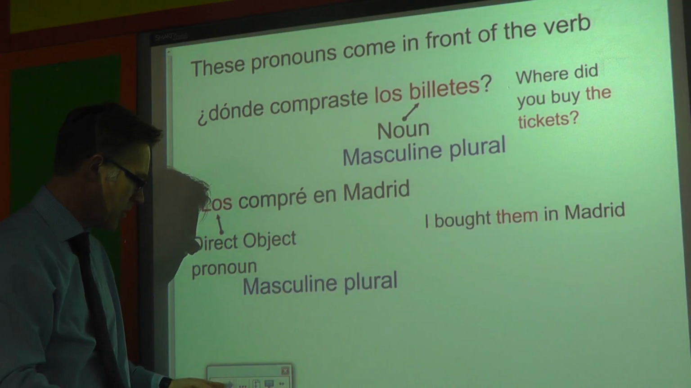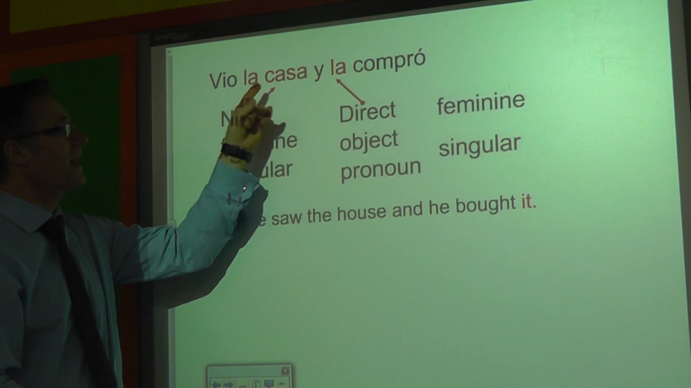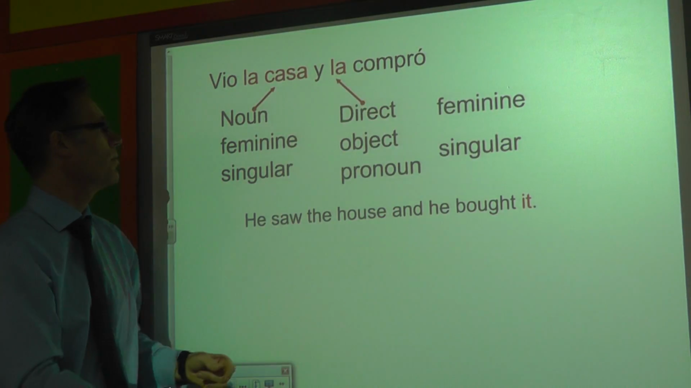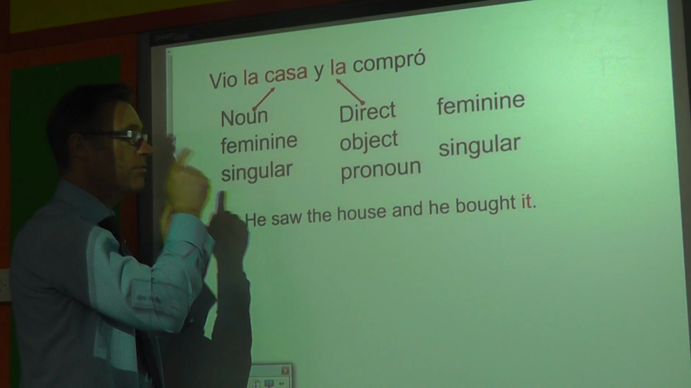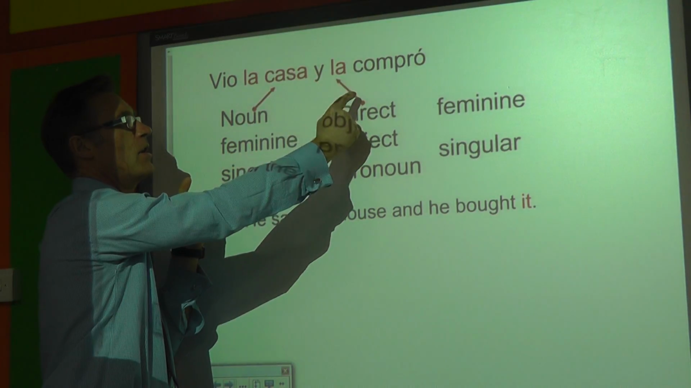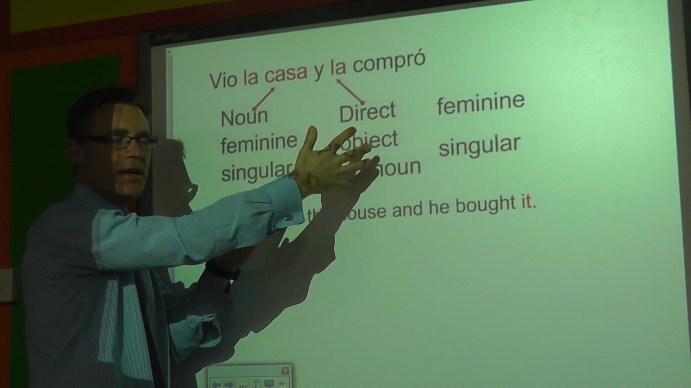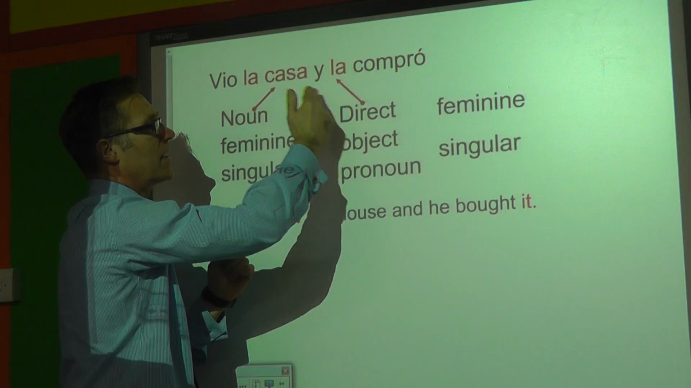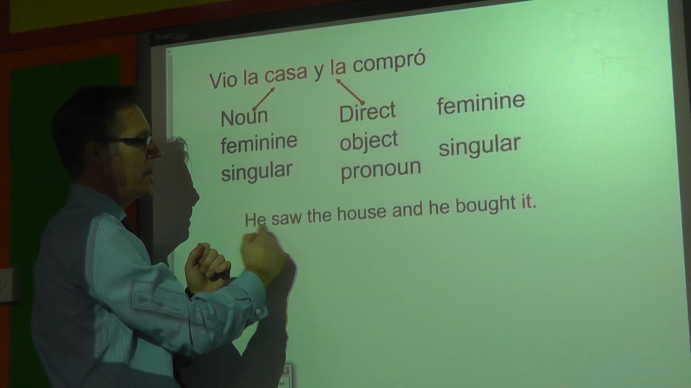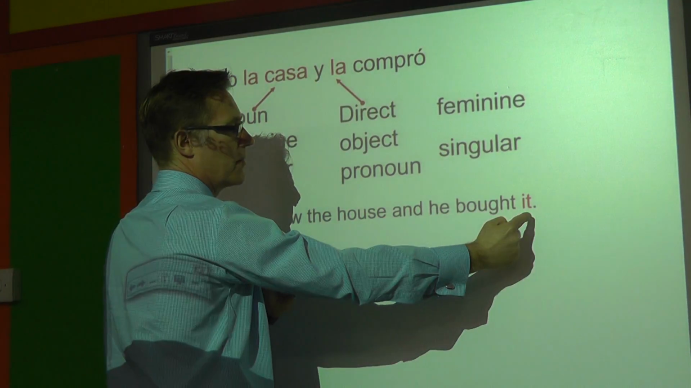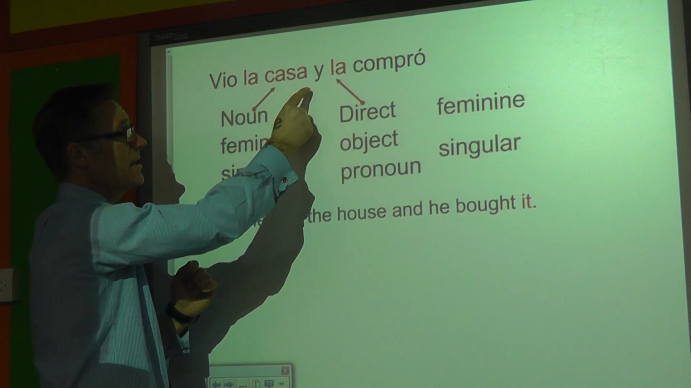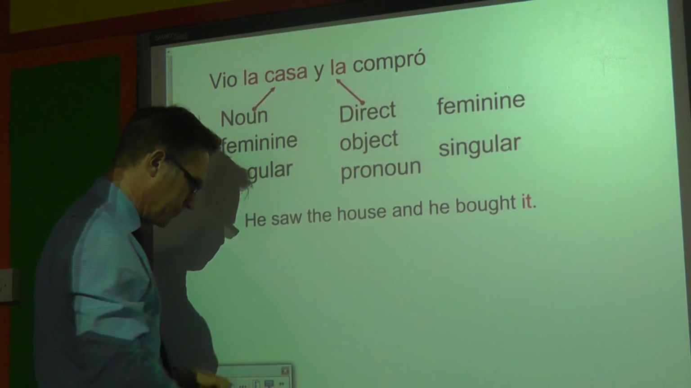Okay, let's move on. Let's have a look at another example. Vio la casa y la compró. Our noun is feminine singular. We've identified that, so our object pronoun must be from the same category, the same family. So la compró. And again, it goes before the verb. He saw the house and he bought it. Whereas in English, it comes at the end, in Spanish, it comes before. Vio la casa y la compró.